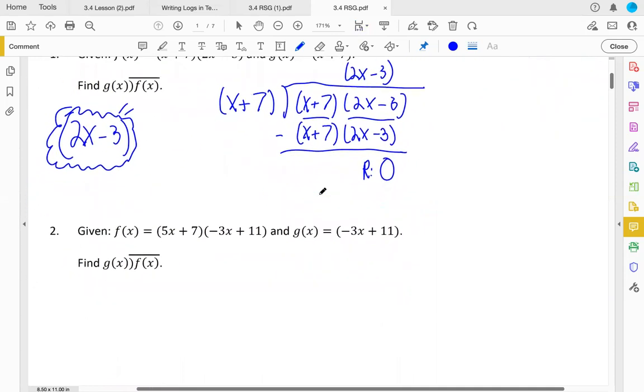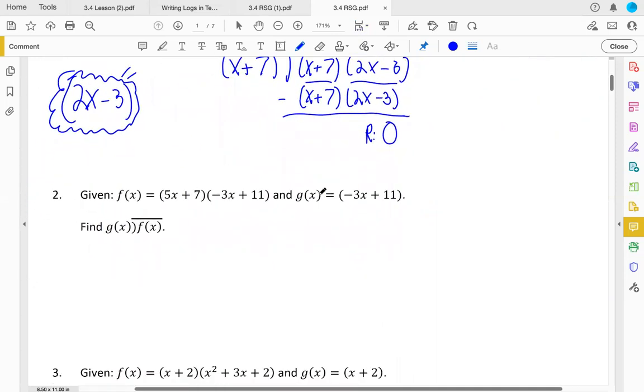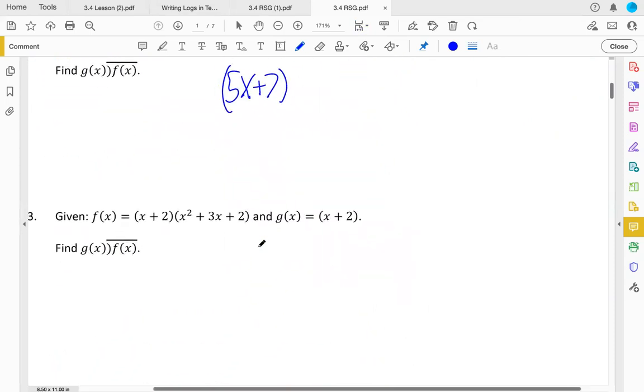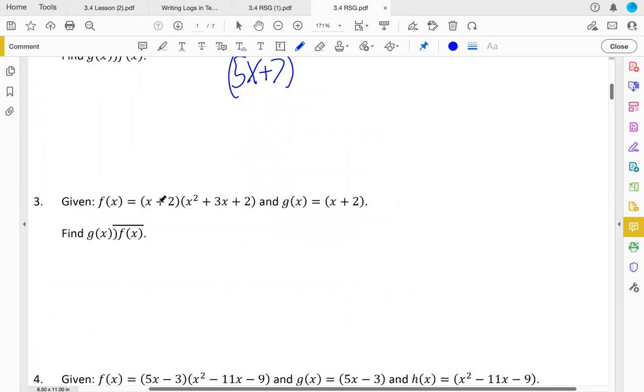Feel free to try problem 2. It's going to be very similar. I'll tell you right now, your answer is going to be 5x plus 7. But I'm curious, can you show me the work as to why that is? Here, your answer is going to be part of f of x, but not the full thing, because g of x is pretty close to matching f of x.